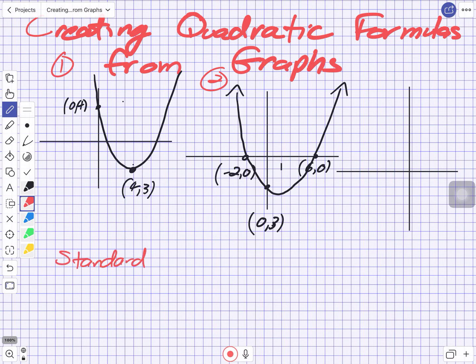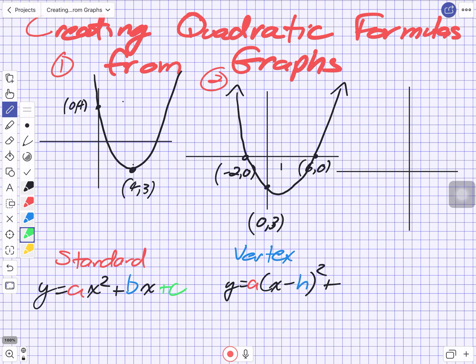Standard form is usually written as y equals ax squared plus bx plus c. Is this familiar to you? Yeah? Great. There's vertex form, which is usually written as y equals a, x minus h, and then plus k at the very end.